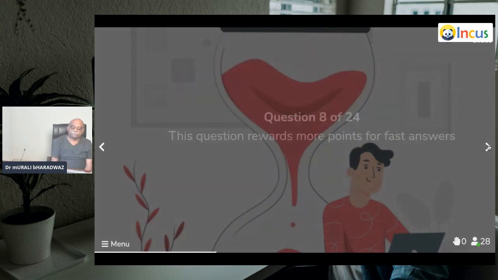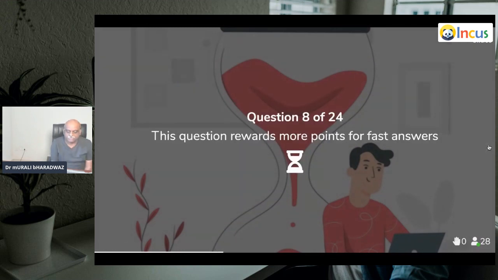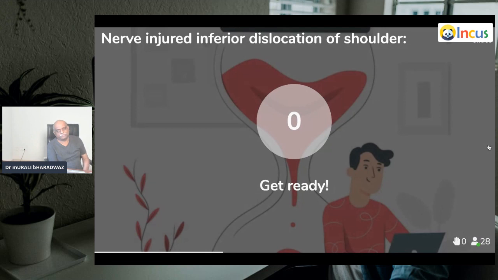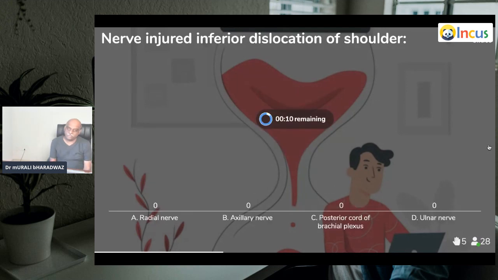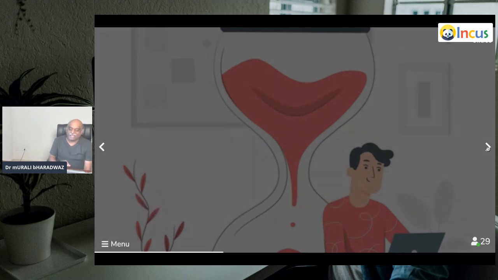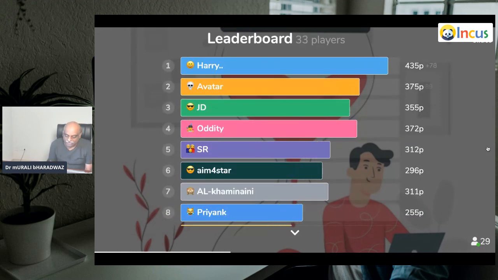Now, question number 8. Inferior dislocation of the shoulder. What is the nerve injured? Very standard MCQ. Let us see how much you are ready with the ortho. Beautiful. Axillary nerve. Axillary nerve. That keeps Harry harping the top.